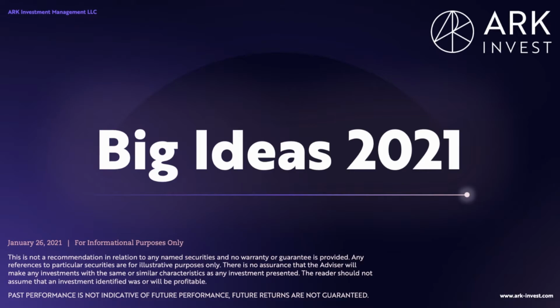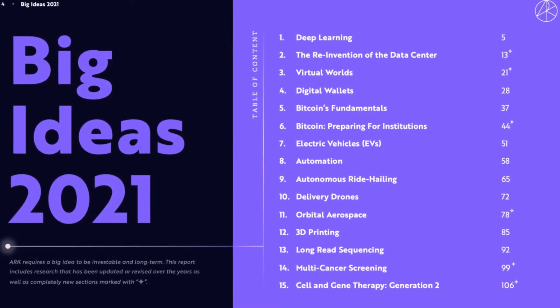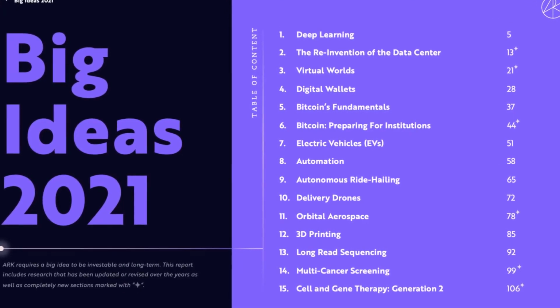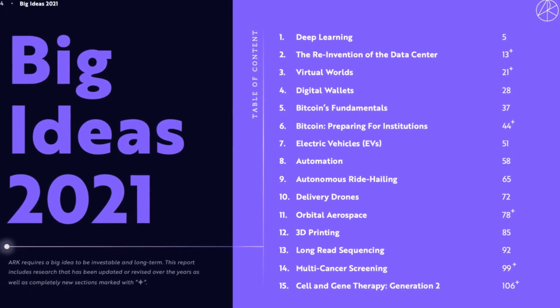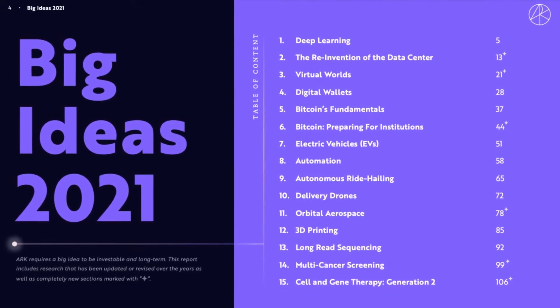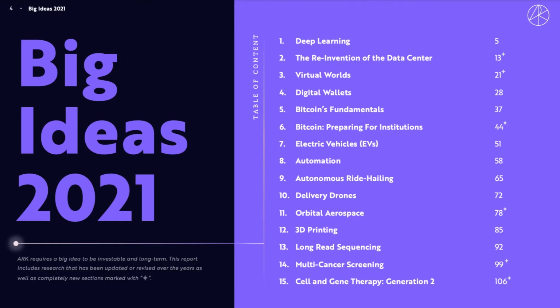This year, they are as follows: deep learning, reinventing data centers, virtual worlds, digital wallets, Bitcoin's fundamentals, Bitcoin preparing for institutions, electric vehicles, automation, autonomous ride-hailing, delivery drones, orbital aerospace, 3D printing, long-read sequencing, multi-cancer screening, cell and gene therapy, generation 2. I know this is a lot, but I promise we will tackle most of them together.